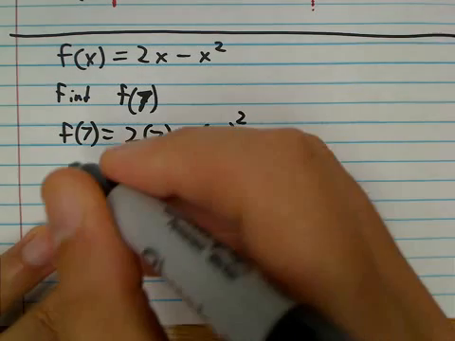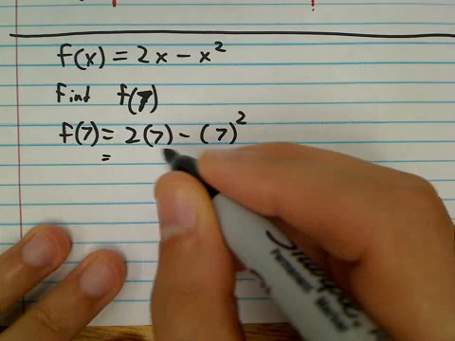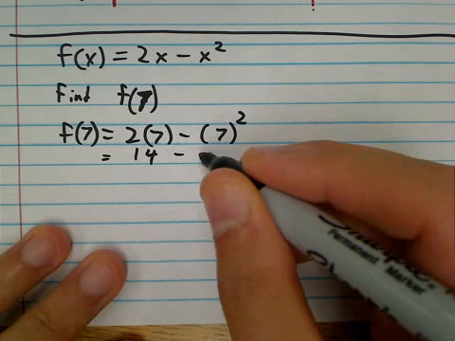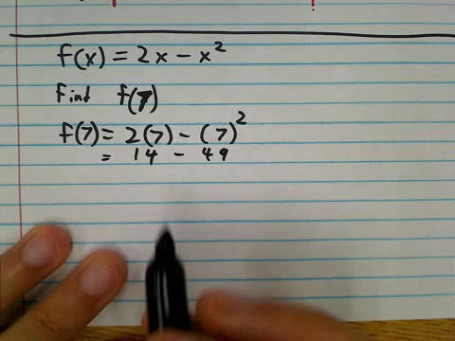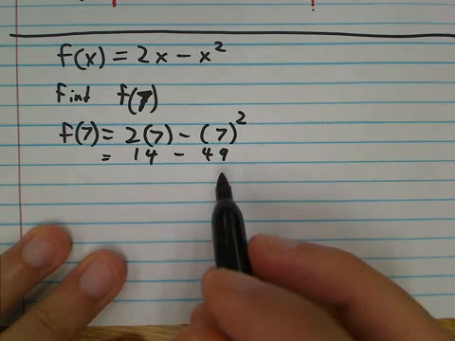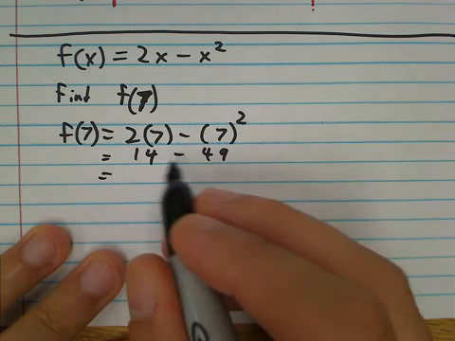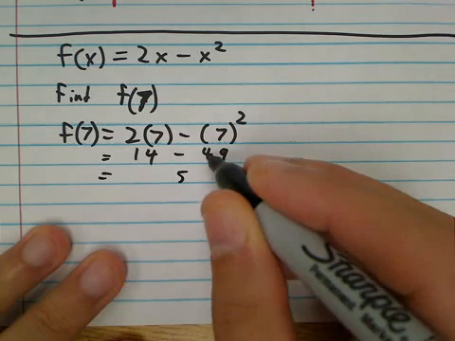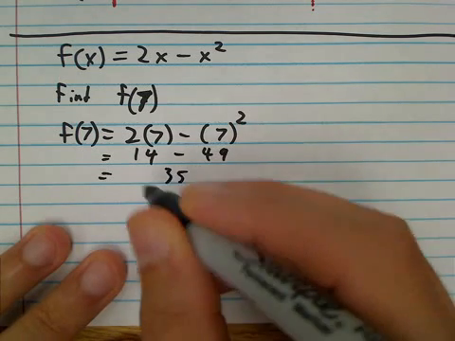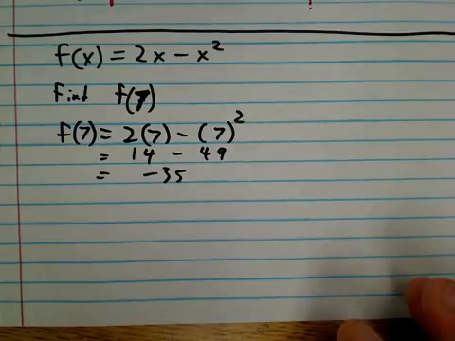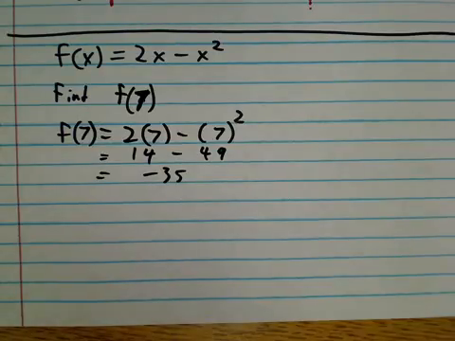Okay, so let's see. That equals 2 times 7, which is 14. 7 squared is 49. And when you're subtracting in the wrong order, subtract in the right order. So 49 minus 14: 9 minus 4 is 5, 4 minus 1 is 3. And then make your answer negative. So negative 35 for that. Okay, that should be kind of familiar to you.